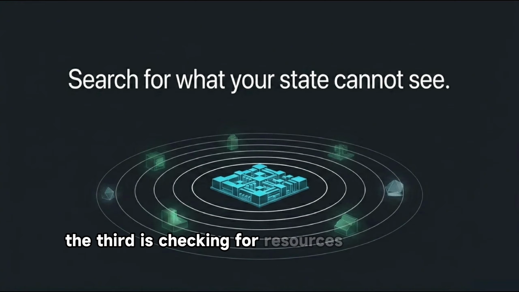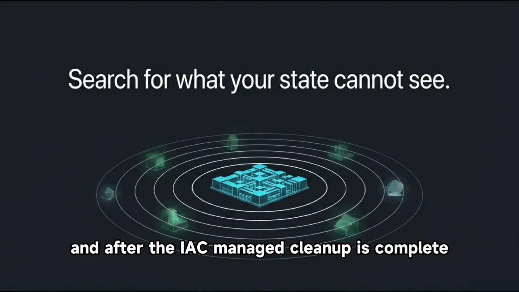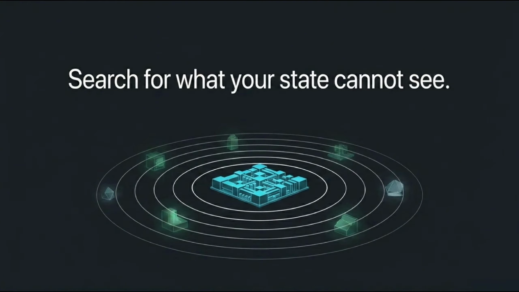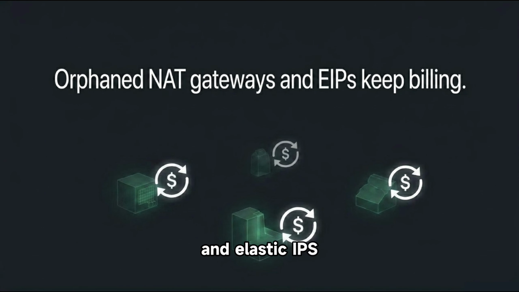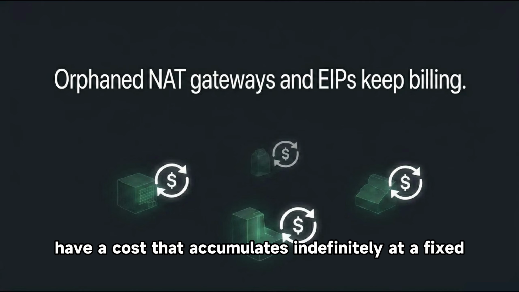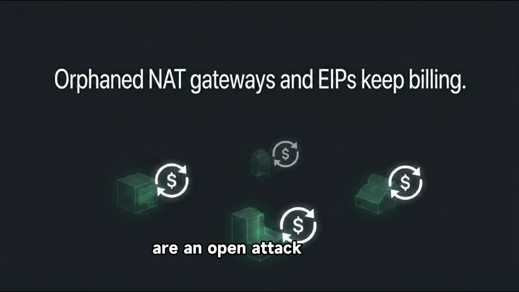The third is checking for resources outside your state. After the inventory, and after the IaC-managed cleanup is complete, do a second sweep. Search by tag if your resources are consistently tagged. Use AWS Config to find resources that were created in the window when the failed deployment was running. Orphaned NAT gateways and elastic IPs have a cost that accumulates indefinitely at a fixed hourly rate. Orphaned security groups with permissive inbound rules are an open attack surface. Orphaned IAM roles with broad policies are a privilege escalation path. These don't announce themselves.